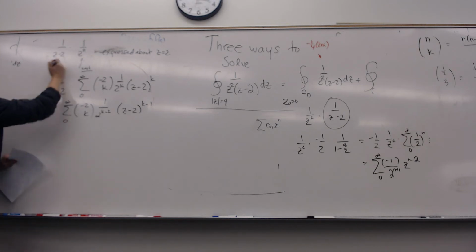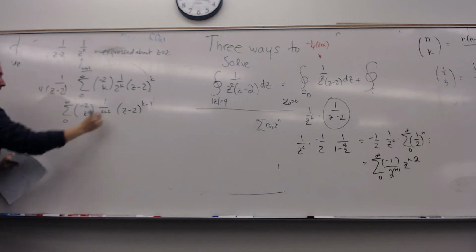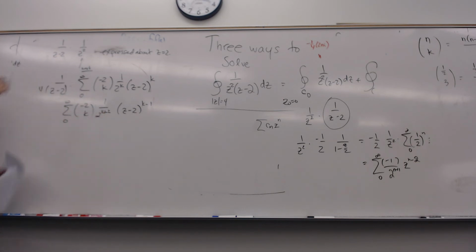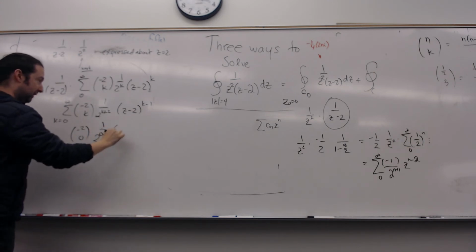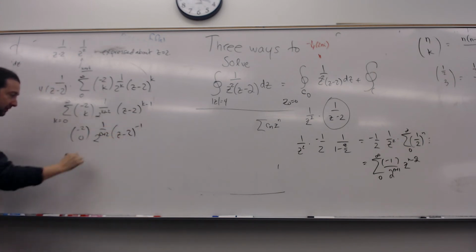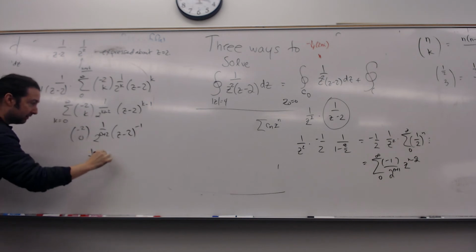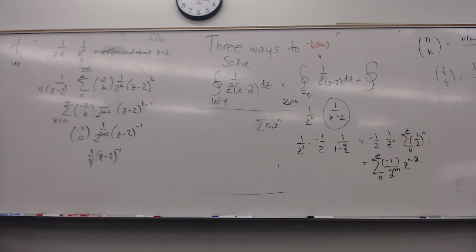Oh wait, this 4 is down here, sorry, my bad. There's the 4, so it's plus 2. Which power of k, if k goes from 0 to infinity, what k value do you plug in to get the z minus 2 to the minus 1 term this time? 0, okay. So, minus 2 choose 0, which is always 1. 1 over 2 to the 0 plus 2 times z minus 2 to the minus 1. So that's 1/4 times z minus 2 to the minus 1. What's the residue at 2?